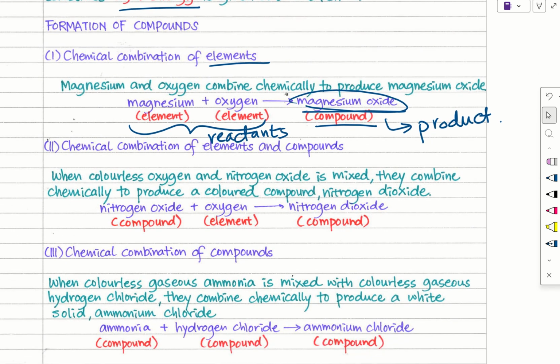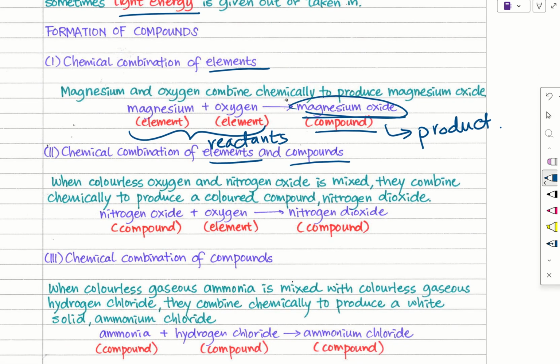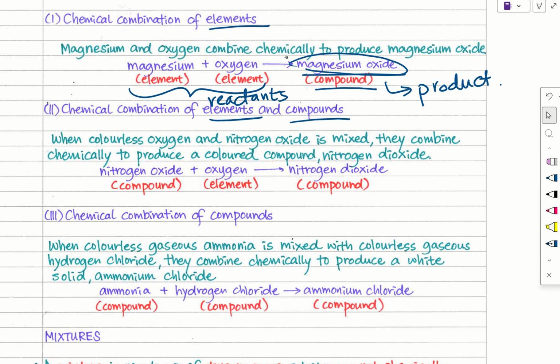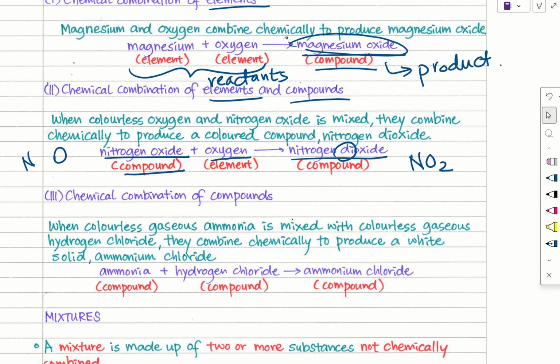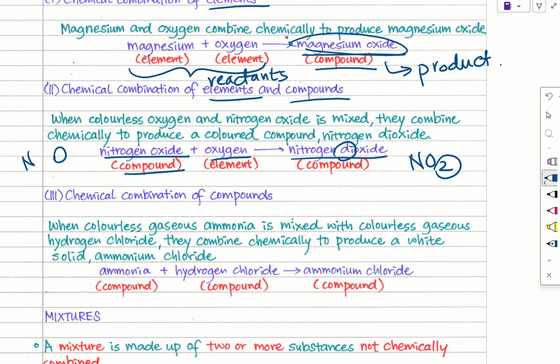So we can also have elements and compounds chemically combined. So we have nitrogen oxide, because it's again made out of nitrogen and oxygen, so it becomes a compound already. We can react it with more oxygen and it forms nitrogen dioxide. So it is my NO2. Now I have dioxide, I have 2 oxygen.